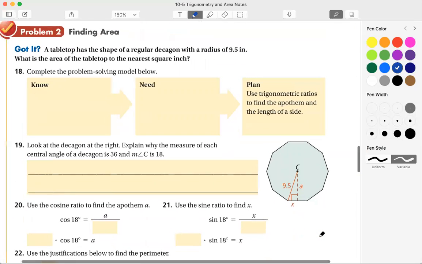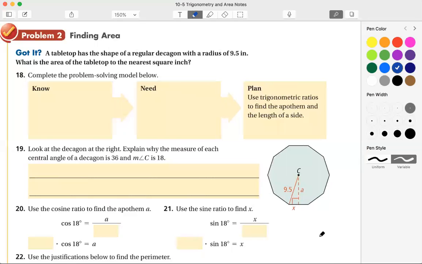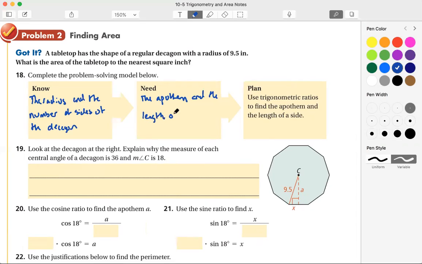All right, let's try it again. A tabletop is the shape of a regular decagon with a radius of 9.5 inches. What is the area of the tabletop to the nearest square inch? All right, so what do I know? I know the radius and the number of sides of the decagon. What do I need? I need the apothem and the length of a side. So we're going to use trigonometric ratios to find the apothem and the length of the side.